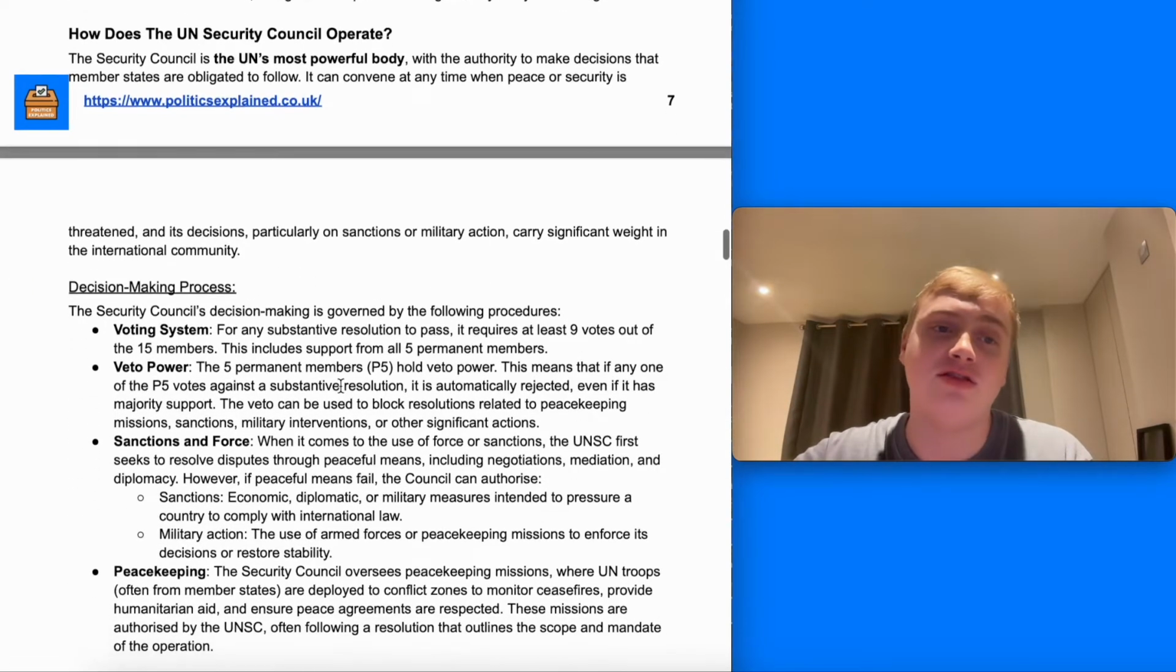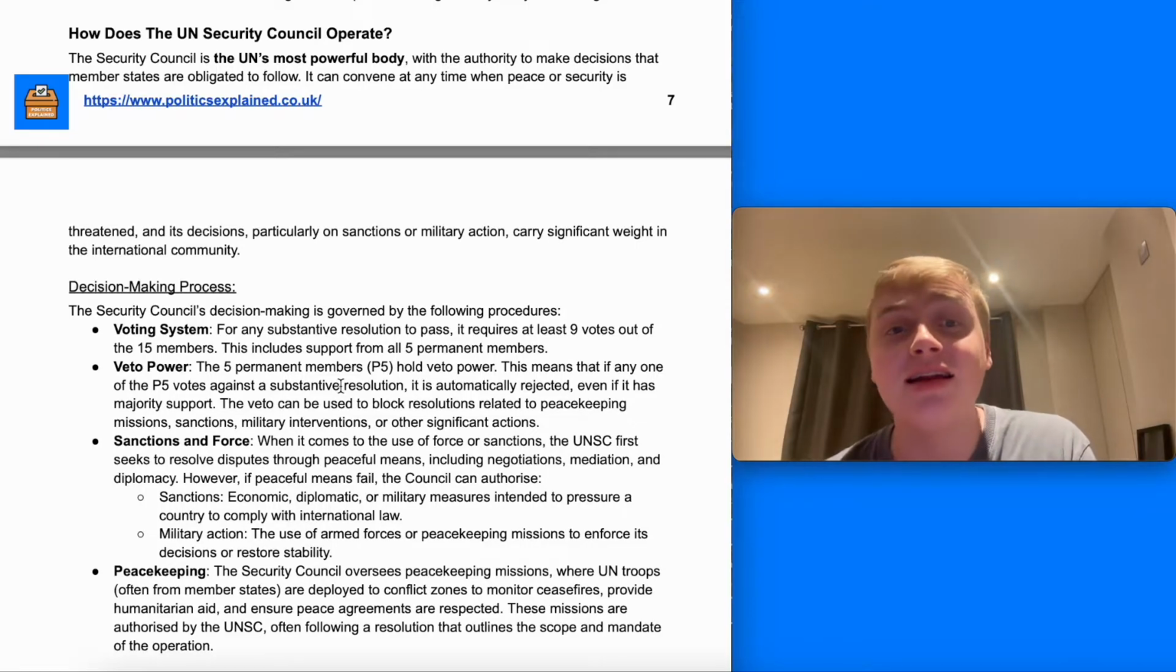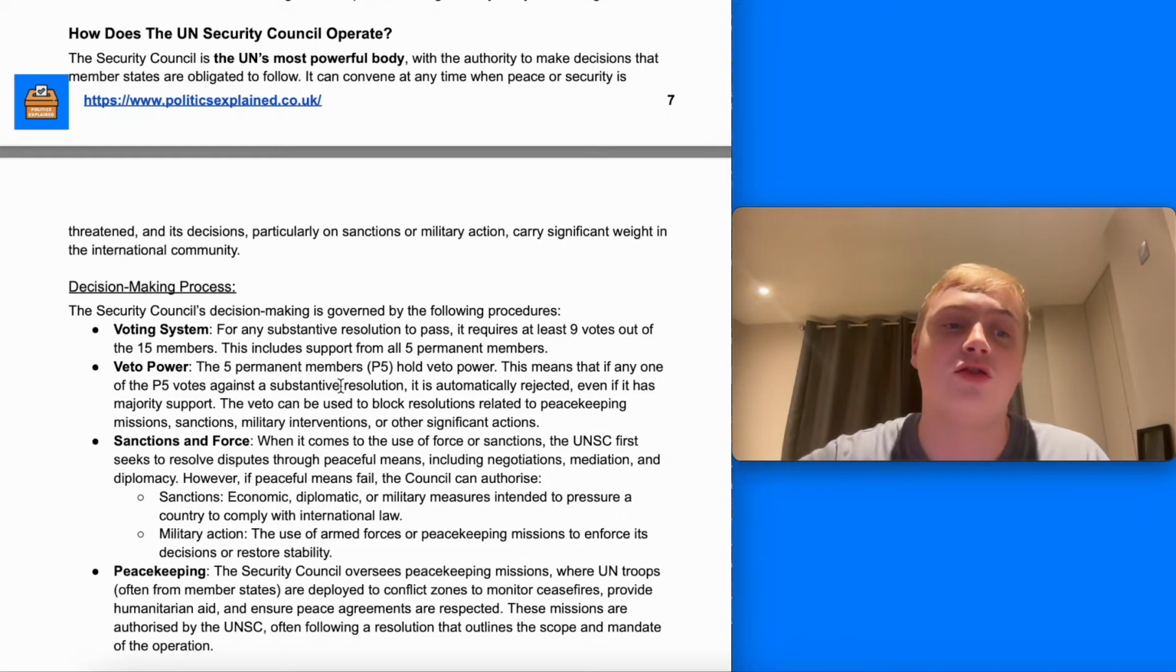How then does it operate? So as I've said before, it's the UN's most powerful body, with the authority to make decisions that other member states are obliged to follow. It can convene at any time when peace or security is threatened, and its decisions, particularly on sanctions and military action, carry significant weight in the international community.